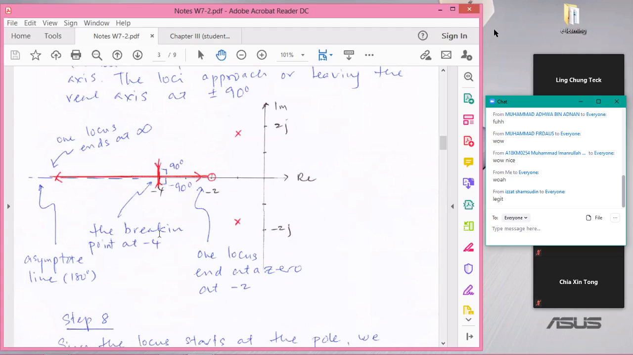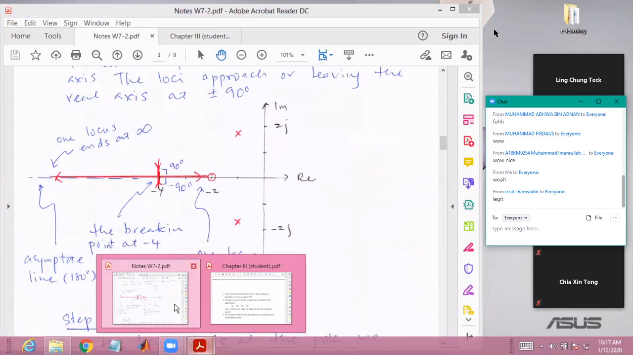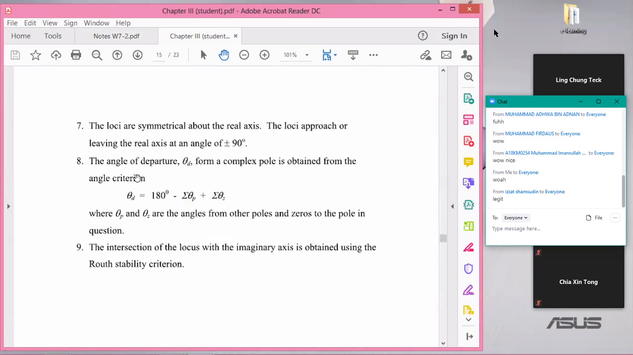at -4. So the next question is, we already know that the locus will start from these two poles, but the direction of the locus leaving this pole, how do we know whether it's going to the right, the left, the top, the bottom, or at a 45 degree angle? So you need to compute the departure angle of the complex pole. Now we have this complex pole, and in this example, you cannot skip step 8. Okay, step 8, you need to compute the departure angle from the complex pole.